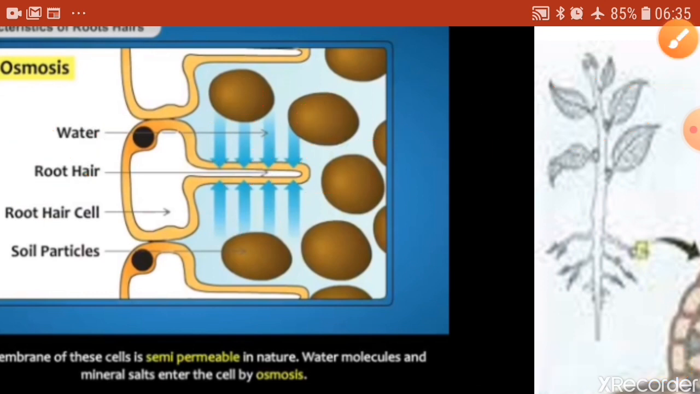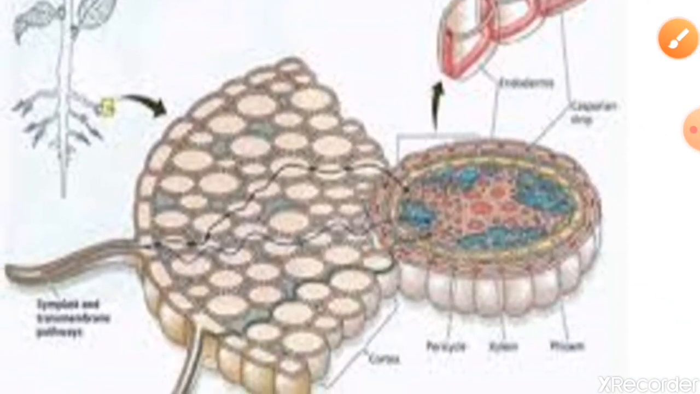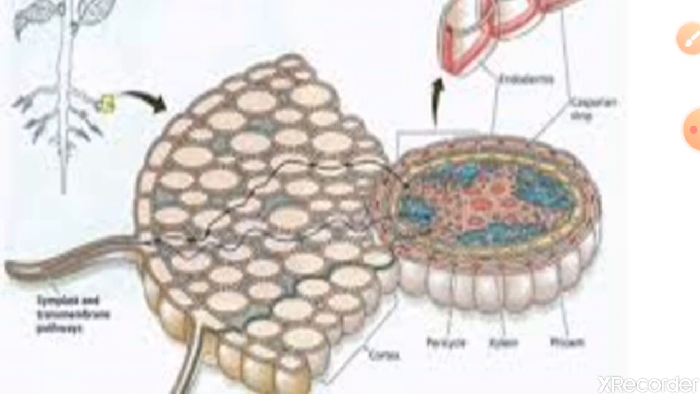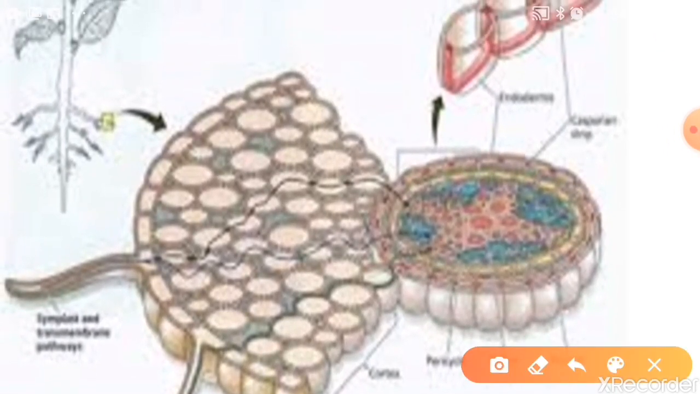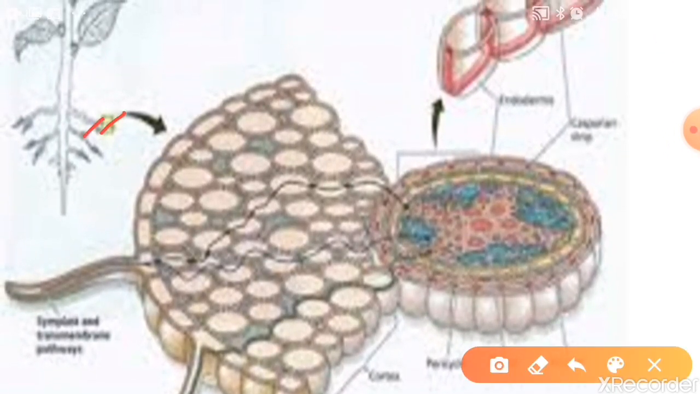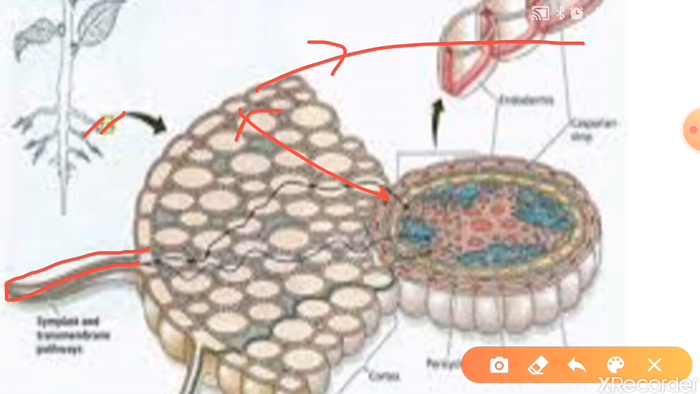So this diagram that you see shows a section of the root. It's a small section of the root taken and seen. What do you find? You've got the epidermis. This is called the epidermis. This is the root here, right? And then the interior of the root is shown over here. This is called the cortex.